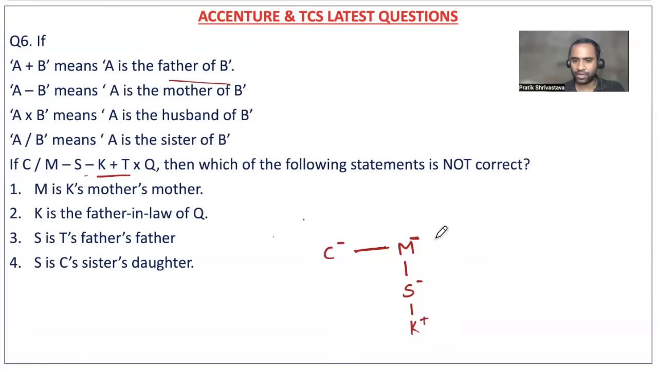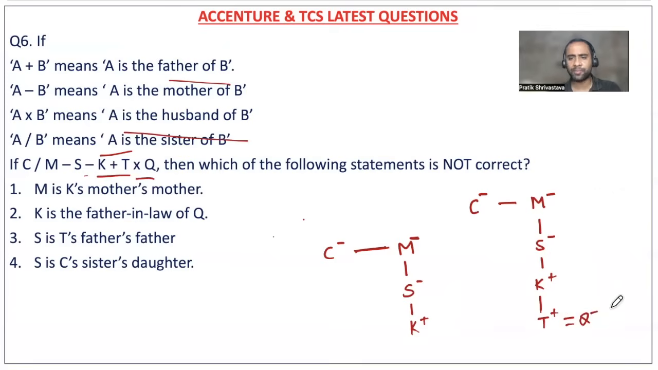So let me draw it here. We are not getting much space down. So this is M, this is S and this is K. Now K plus T means K is the father of T. Then T cross Q means T is the husband of Q. So Q will be female. If I am the husband of someone, then I would have married a female only, not male. Okay, fine.